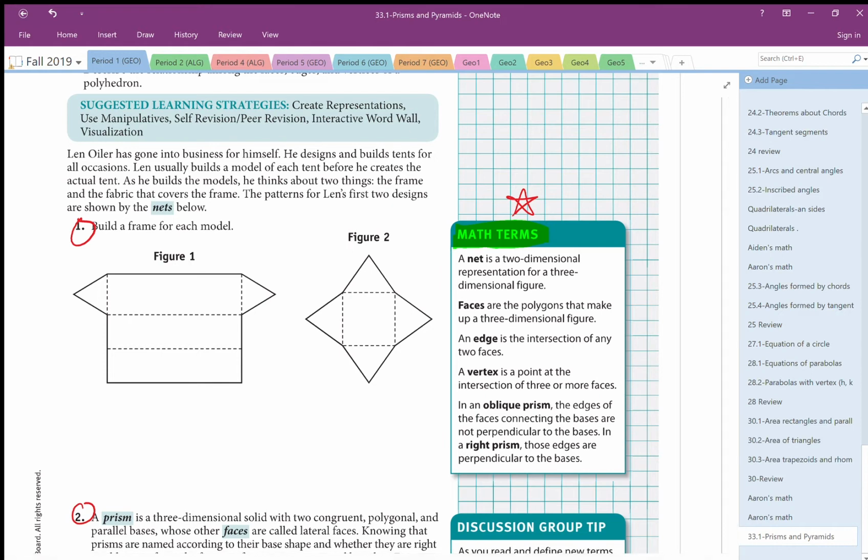In an oblique prism, now I don't really go into this. I'll define it, but we're not going to talk about it much. The edges of the faces connecting the bases are not perpendicular to the bases. In a right prism, those edges are perpendicular to the bases. So what that means, kind of, remember our comparison between a rectangle and a parallelogram, where a parallelogram is like slanted and it's in the wind, you know? It's kind of the same thing.